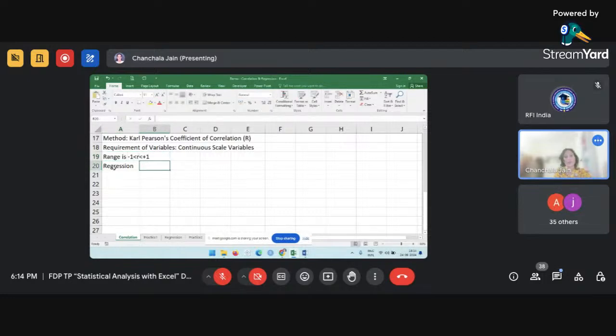Now it is okay, right? So the range of R is -1 to +1. It can be -1 also, it can be +1 also. -1 R means that there is a perfect negative correlation. If you are getting +1 for R, you can conclude that you are getting a perfect positive correlation, right?